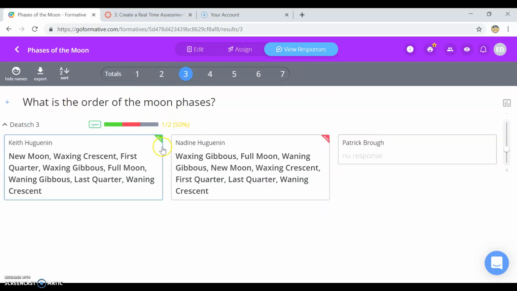Alright, let's see what the order of the moon phases are. Nadine, it looks like me and you are going to have some tutoring sessions to catch you up to speed. Keith, you did a great job with studying, because the order of the moon phases is new moon, waxing crescent, first quarter, waxing gibbous, full moon, waning gibbous, last quarter, and waning crescent. Sometimes those are hard to mix up. We always have to remember that it always starts with a new moon.